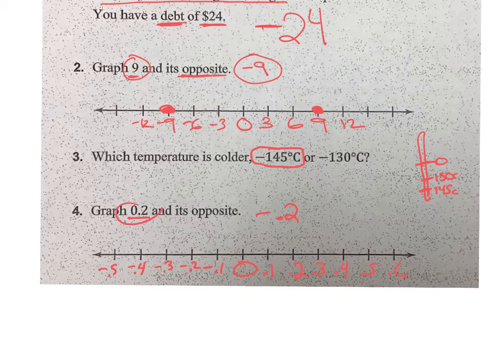Now I want to graph point 2, which would be right here, and then its opposite would be right here. So that's all you got to do for those is graph them. Make sure you put the dot on the line. Okay, let's do number 5.